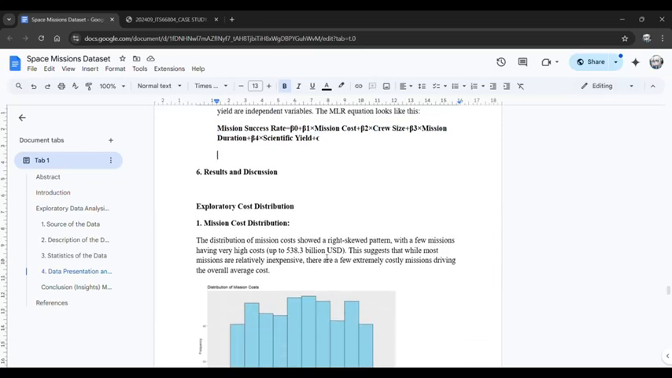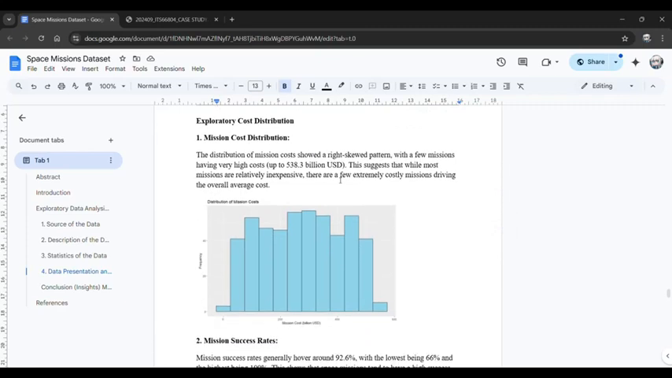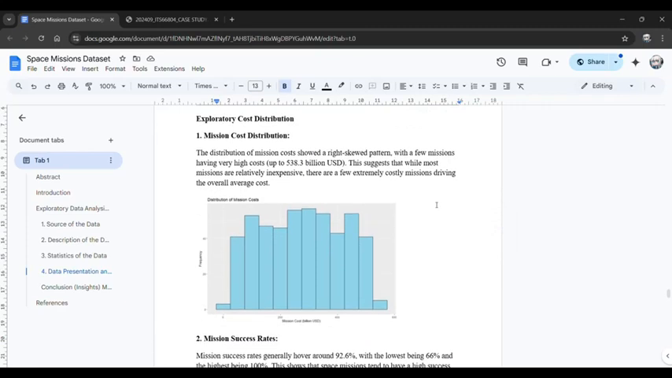Moving on to the next one will be the results and discussion. So we will begin with the exploratory cost distribution. The first one will be mission cost distribution. The distribution of mission cost has shown a right skew pattern, with a few missions having very high costs. This means that even though most of the missions are relatively inexpensive, there are still a few extremely costly missions driving up the overall average cost.